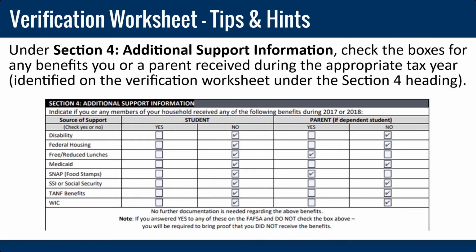Under Section 4, Additional Support Information, check the boxes for any benefits you or a parent received during the appropriate tax year. This is identified on the verification worksheet under the Section 4 heading.